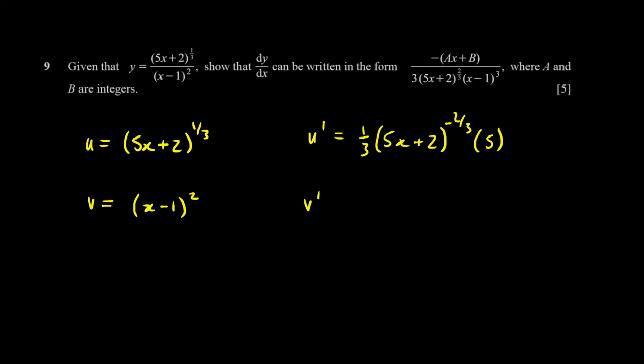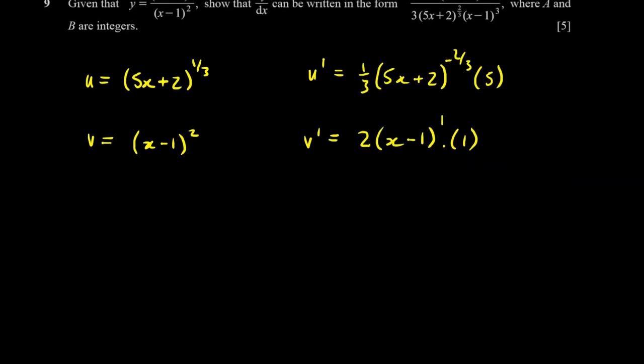Next, if I do the same thing with v, I differentiate the big bracket, so I get 2 bracket x minus 1 to the power of 1. And then I differentiate on the inside. So if I differentiate x minus 1, I get 1. I multiply through by 1. By the way, even though that thing seems totally redundant and unnecessary, I strongly recommend you do it just so that you keep building the muscle memory of having to do the chain rule properly.